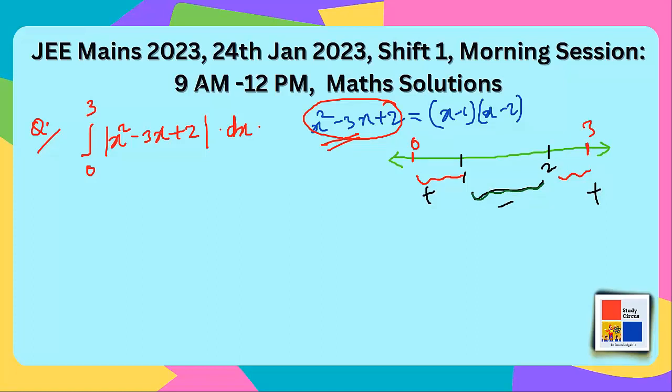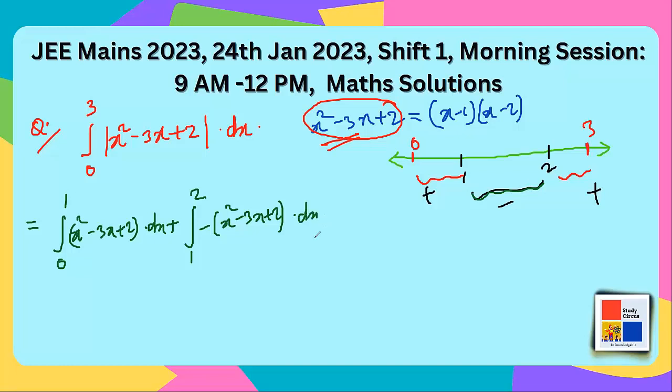Okay. So this thing I can say here is the integral from 0 to 1 of x square minus 3x plus 2 dx, plus then from 1 to 2 it will be opening with a negative sign, right? And the last part from 2 to 3 as it is again dx, right?